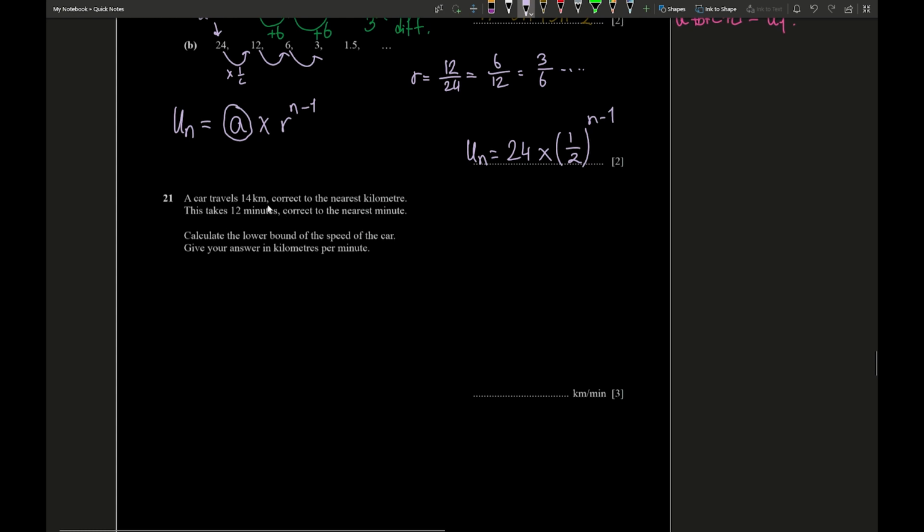A car travels, question 21, a car travels 14 kilometers correct to the nearest kilometer. This takes 12 minutes correct to the nearest minute. Calculate the lower bound of the speed of the car. Give your answer in kilometers per hour. We're asked to calculate the lower bound of the speed of the car. Now, what is the equation for calculating speed? Well, we know that speed is equal to distance over time. Okay, so we have the distance in kilometers and time in minutes.